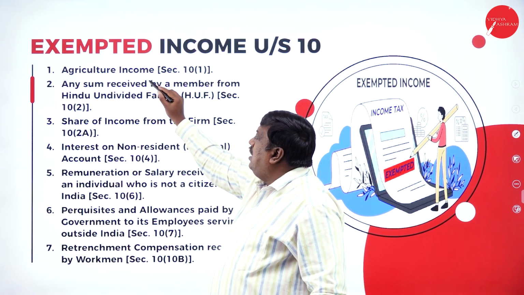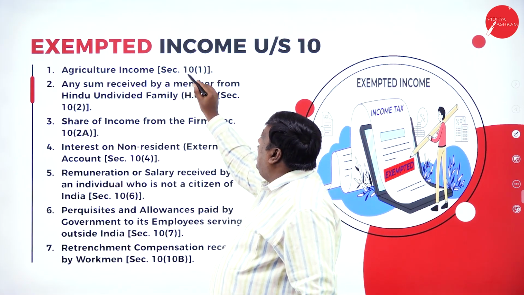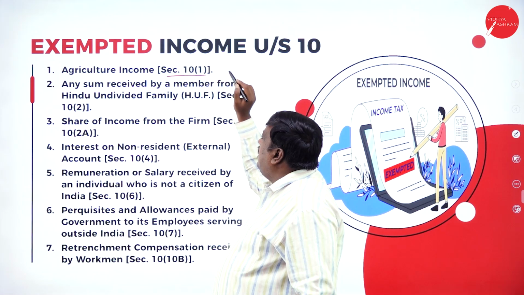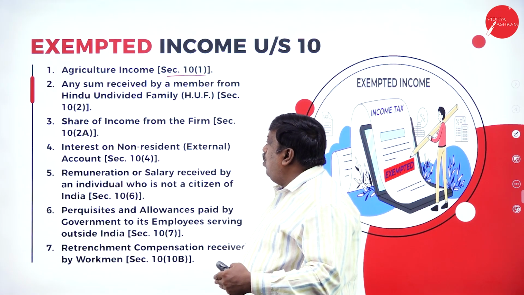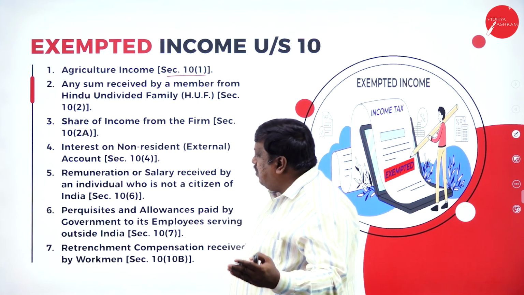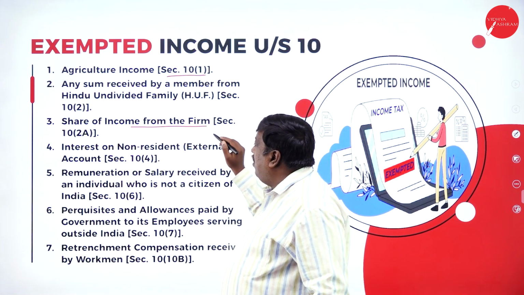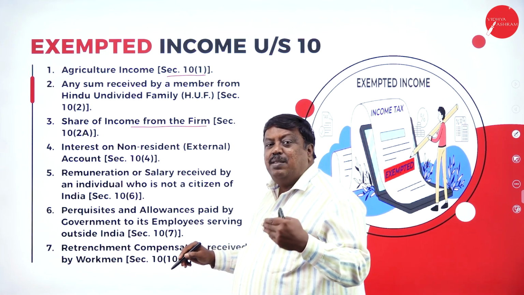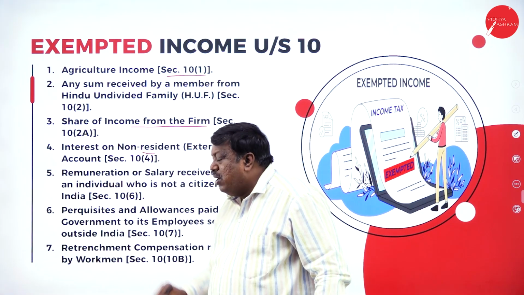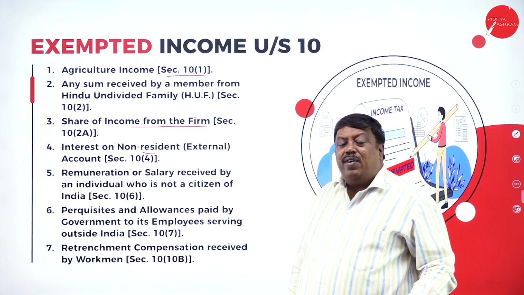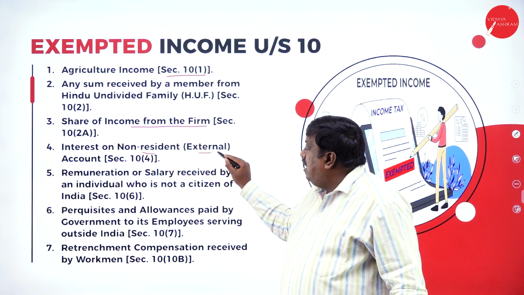Any agricultural income earned in India is exempted from tax under section 10 subclause 1. Any sum received by a member of a Hindu undivided family is exempted. Share of income from the partnership firm is exempted from tax. Interest on non-resident external account, the new account we have, is also exempted.